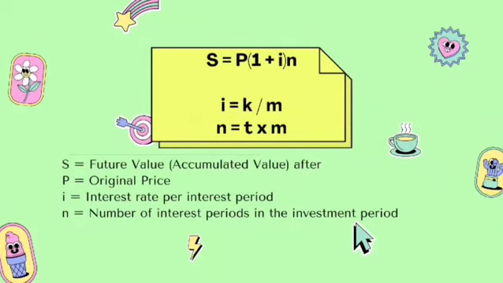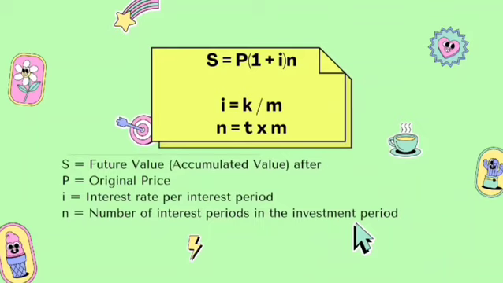The methodology that is used for compound interest, number 1: S equal P open bracket 1 plus I close bracket to the power N. The meaning of method number 1: S is the future value or accumulated value after N interest periods. P is the original principal. I is the interest rate per interest period, and N is the number of interest periods in the investment period.